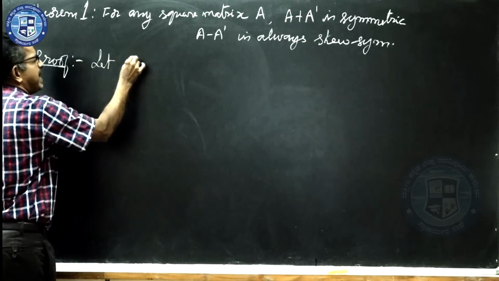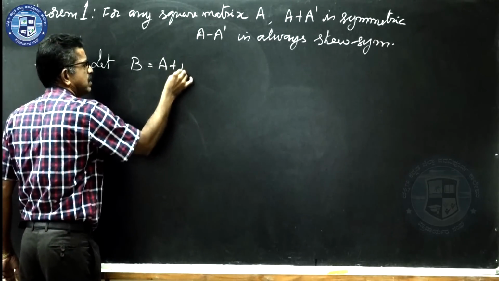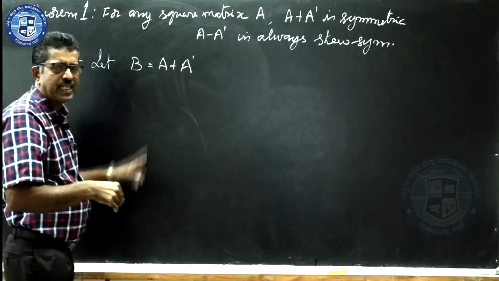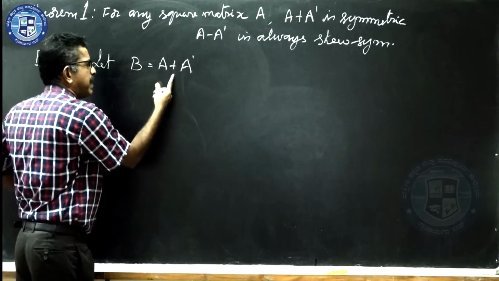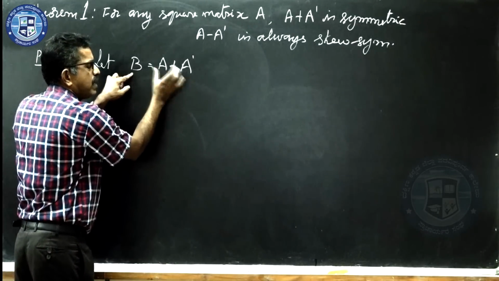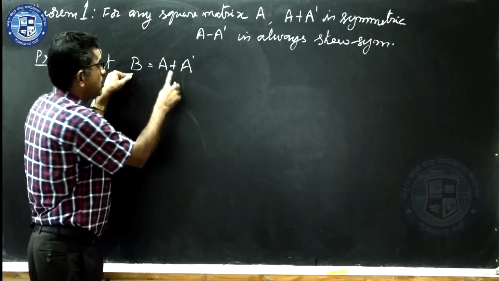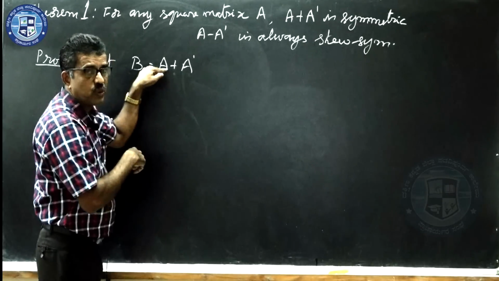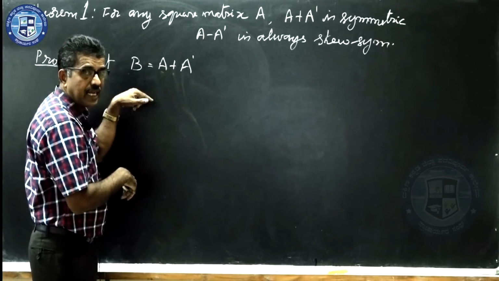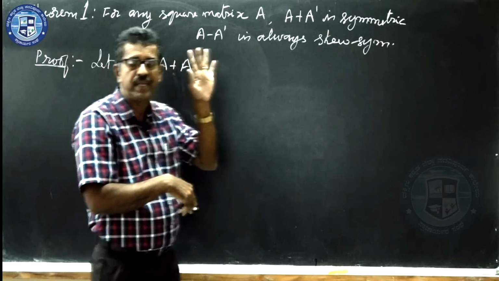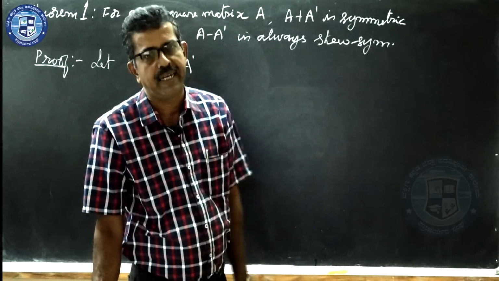Let some matrix B be equal to A plus A dash. So this particular matrix B is the sum of a matrix and its transpose. We have to prove that it is symmetric. In order to prove that, what has to be done? Apply the condition for a symmetric matrix, that is, the transpose of a matrix should be the same as the given matrix.